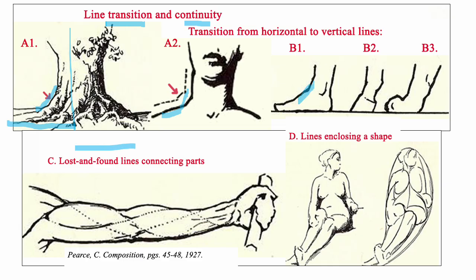Here are lost and found lines connecting various parts. So this is a real line. It's lost in this area and then picks up later on. And here again we have a line that picks up later on. And lines can enclose a shape, providing continuity.